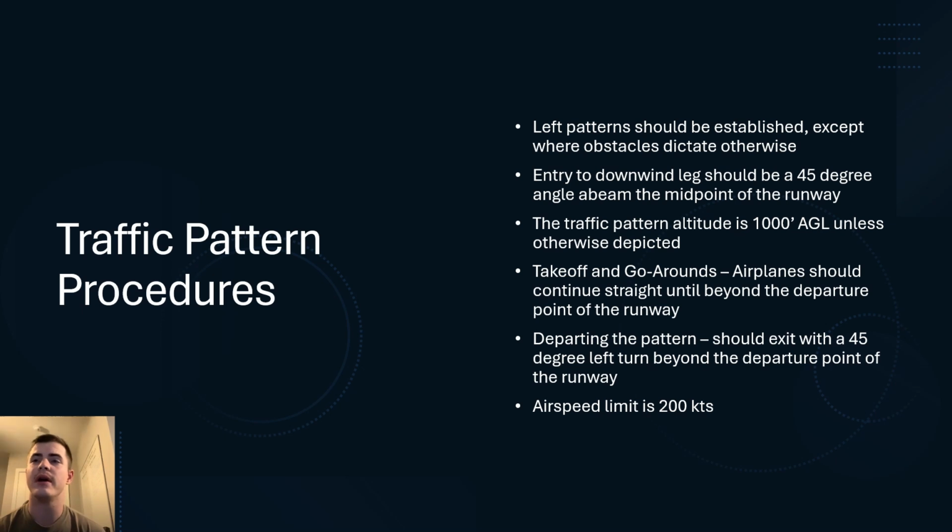For takeoffs and go-arounds, the airplanes should continue straight until they're beyond the departure point of the runway. When they're departing the pattern, they should exit with a 45-degree left turn beyond the departure point of the runway. All of this is to ensure that there's a standard that everybody follows to prevent any unnecessary hazards, and then the airspeed limit is 200 knots.